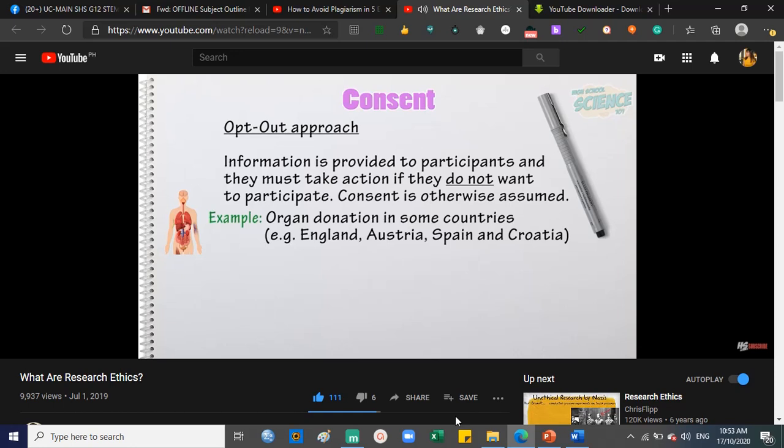Otherwise, if you're involved in an accident and your organs can be harvested to help other people, then they will assume that you've provided consent because you haven't actively opted out.